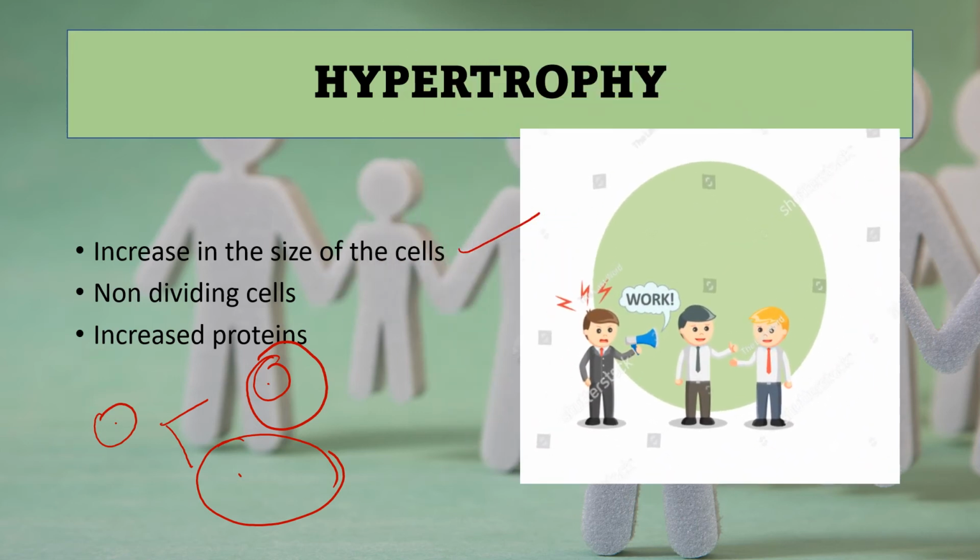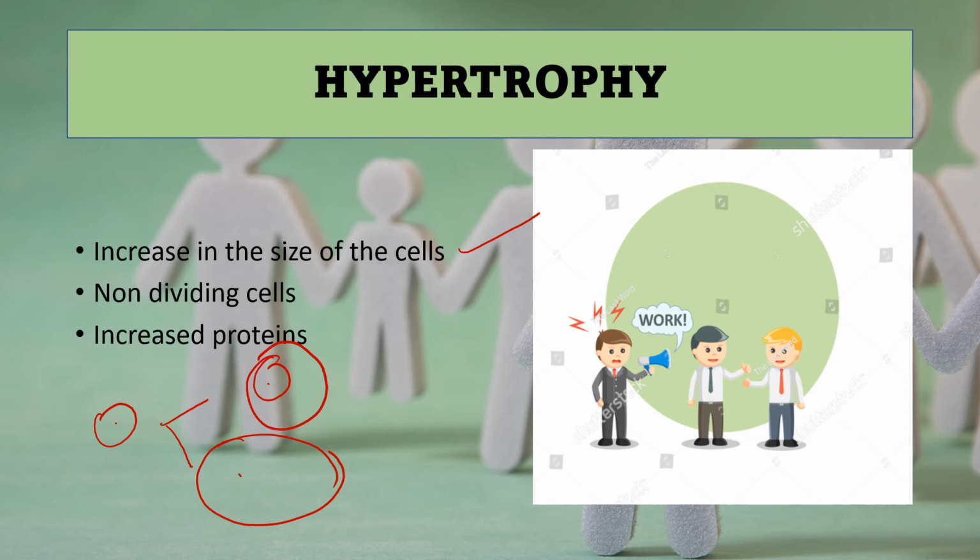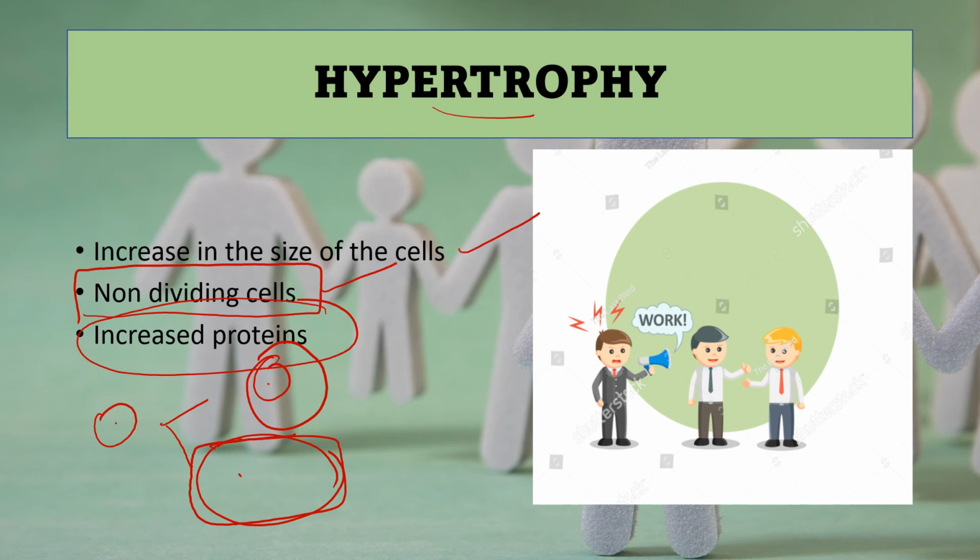So hypertrophy happens in certain cells of your body which are not capable of dividing. When I was talking about hyperplasia, I told you the cells increase in number, so they divide. Whereas in hypertrophy, the cells increase in size. So whenever a cell is not able to divide, how does it adapt? It increases in size. So hypertrophy happens in non-dividing cells.